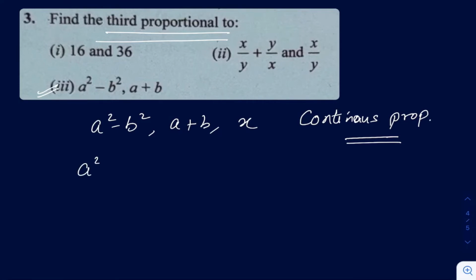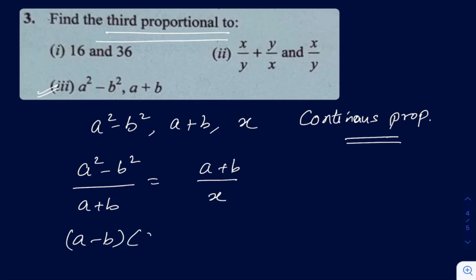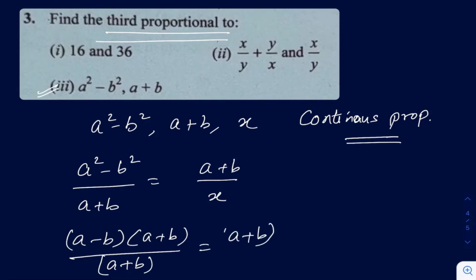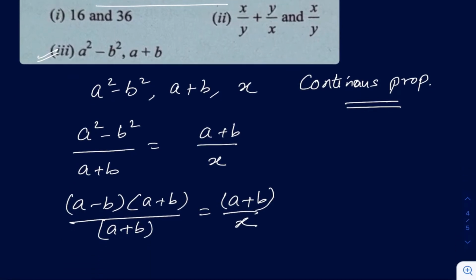So a square minus b square upon a plus b equals a plus b upon x. Now factorize it. A minus b, a plus b, and in the denominator we have a plus b, equals a plus b upon x. So now if you cancel it and cross multiply, we are getting x equals a plus b upon a minus b. So this is our answer.